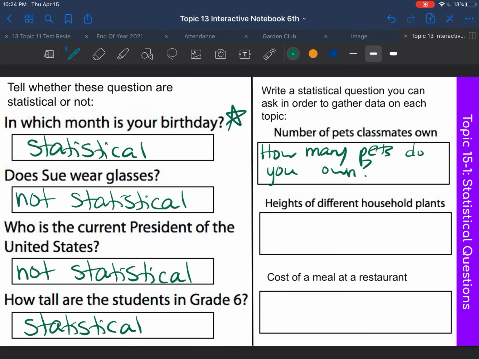The next one, heights of different household plants. What question could you ask to figure out the heights of different plants in someone's house? You could ask, how tall are your plants?